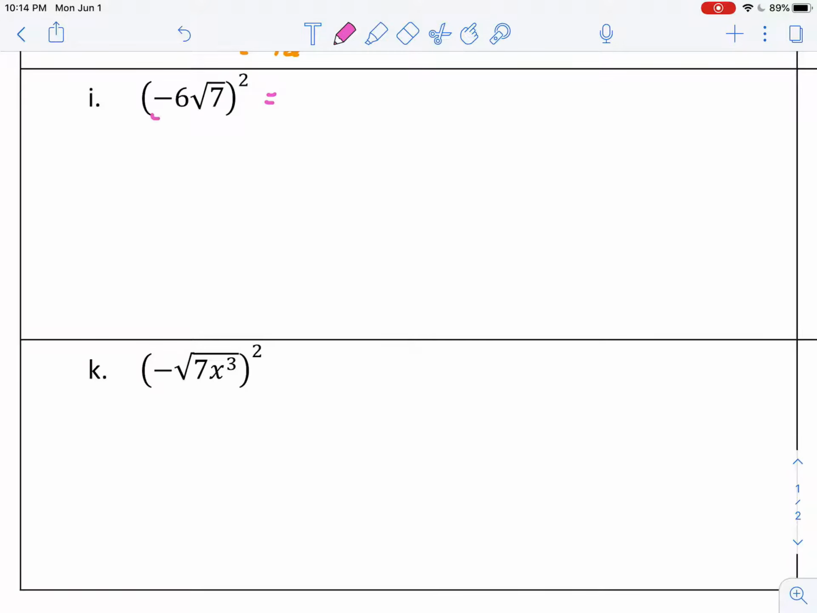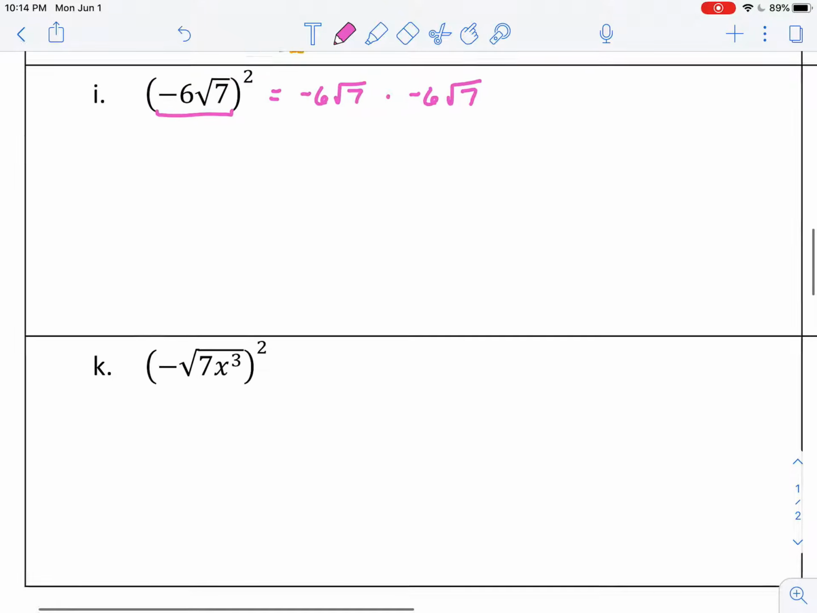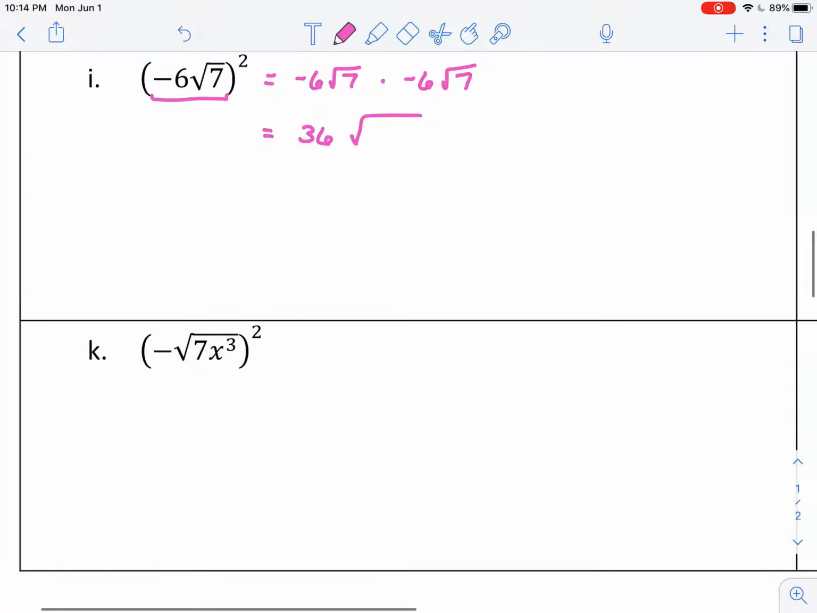So everything that's inside the radical gets multiplied by itself. So negative 6 square root 7 will be multiplied by negative 6 square root 7. I'm going to multiply my coefficients, which would be a negative 6 times a negative 6. And when I multiply, two negatives turn positive. But I'm also going to multiply the numbers inside the radical. This is not addition. You actually have to multiply those numbers. 7 times 7 is 49.